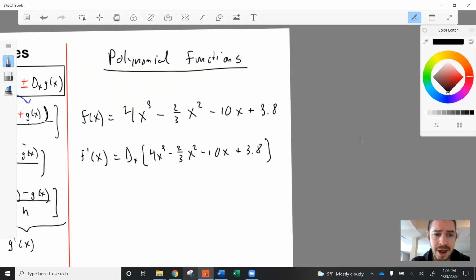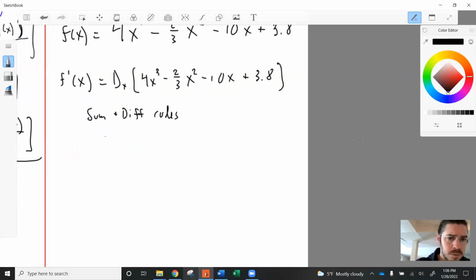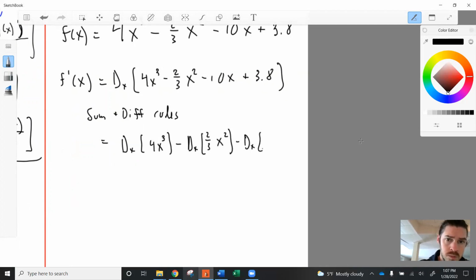Well, first of all, we can apply the sum and difference rules. We can apply that and split up this differentiation over each term. Ooh, it's getting long. All right. So now I'm doing the derivative of each term individually. Then we can apply the constant multiple rule.